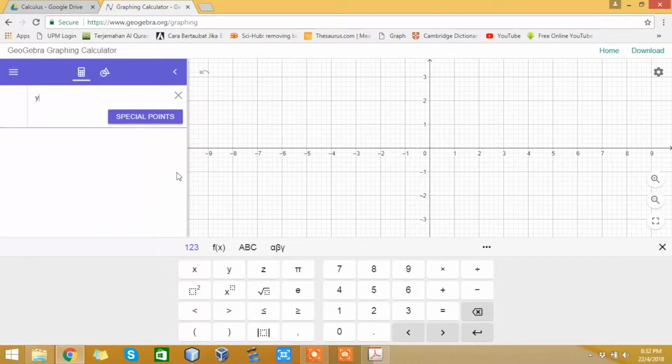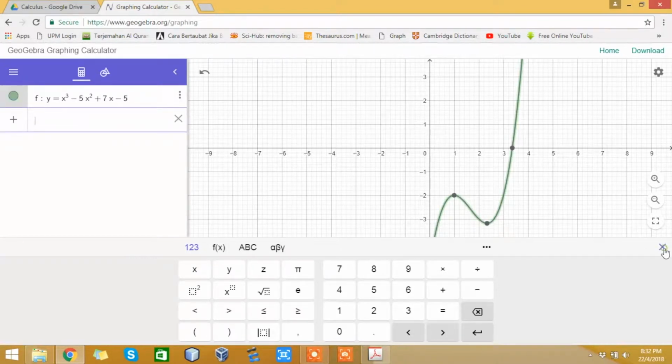So y equal to x cubed minus 5x squared plus 7x minus 5. So we enter, we get the point.